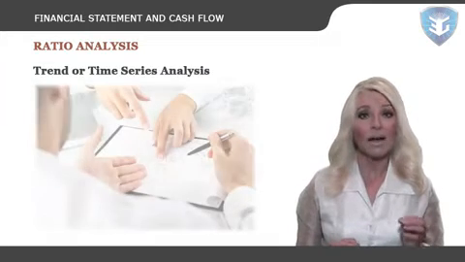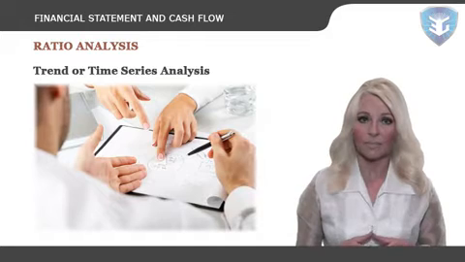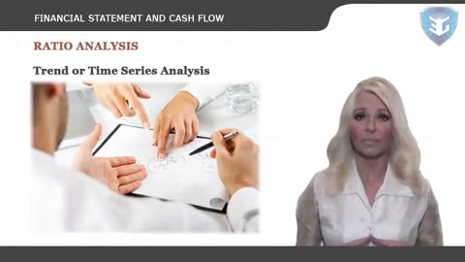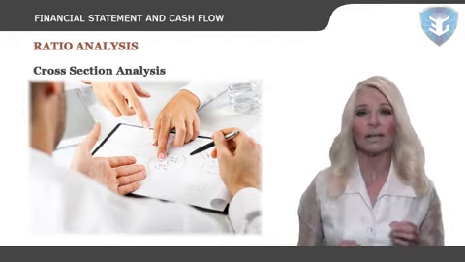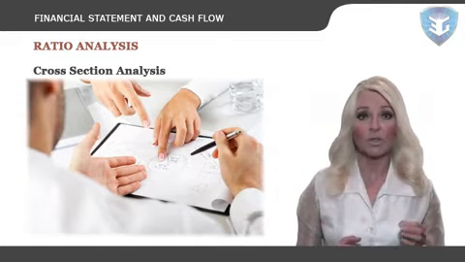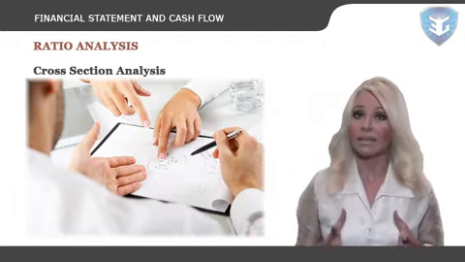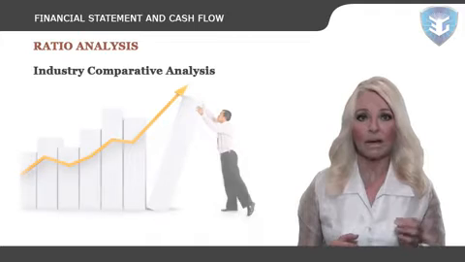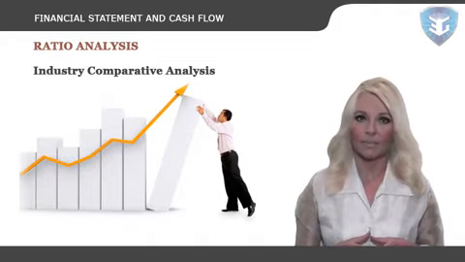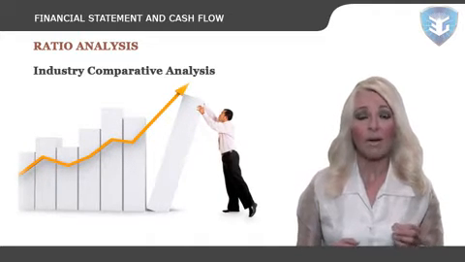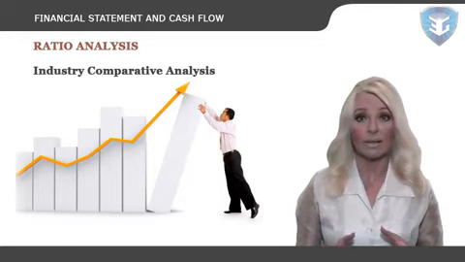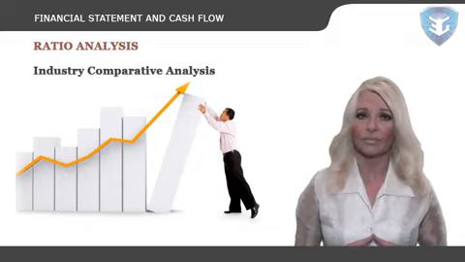Trend or time series analysis uses ratios to evaluate a firm's performance over time. Cross-section analysis uses ratios to compare different companies at the same point in time. Industry comparative analysis is used to compare a firm's ratios against average ratios for other companies in the same industry.